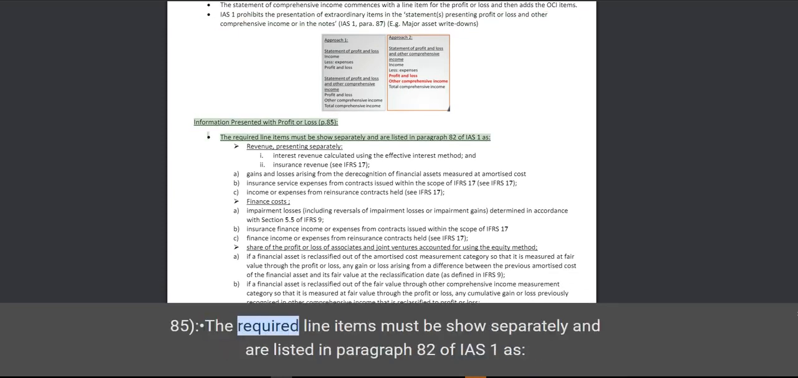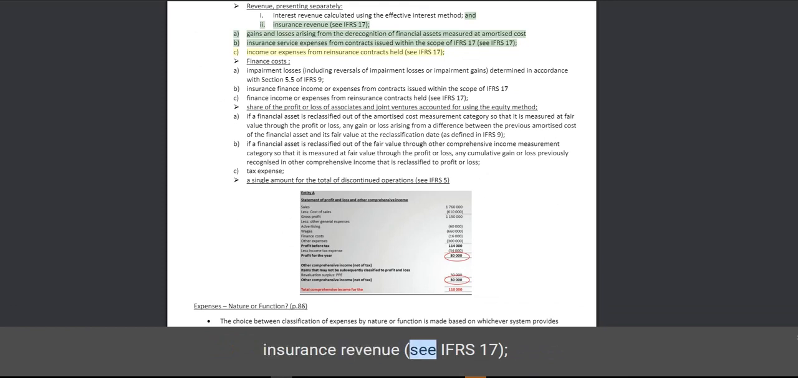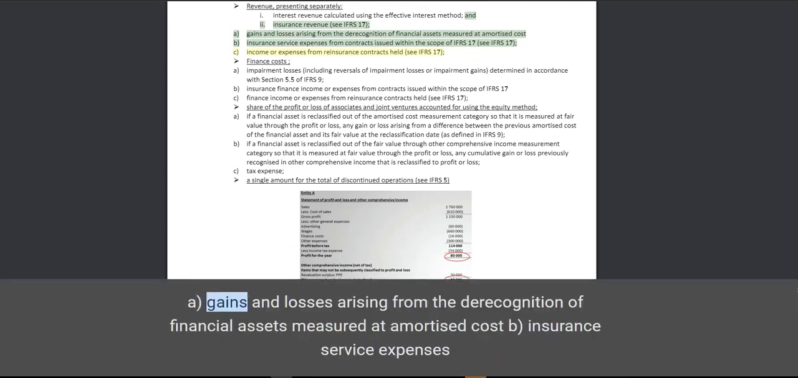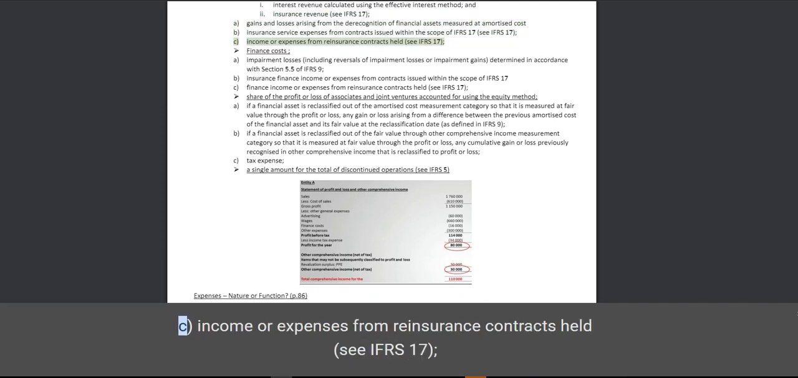P.85. The required line items must be shown separately and are listed in paragraph 82 of IAS 1 as revenue, presenting separately interest revenue calculated using the effective interest method, and insurance revenue, see IFRS 17. A. Gains and losses arising from the derecognition of financial assets measured at amortized cost. B. Insurance service expenses from contracts issued within the scope of IFRS 17, see IFRS 17. C. Income or expenses from reinsurance contracts held, see IFRS 17.